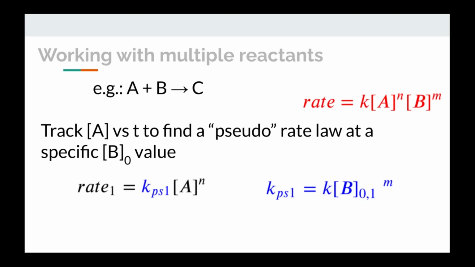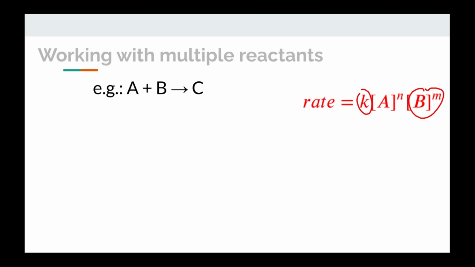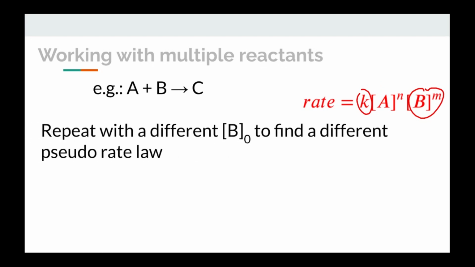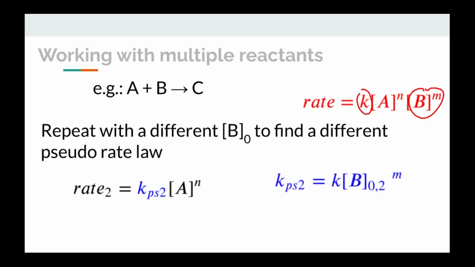What's the pseudo rate constant? Well, it's the constant that we made from the starting concentration of B and the real K. So it's K times the starting concentration of B for run 1, raised to the M power, but it doesn't matter because it's a constant. Then we do another run. We just change the concentration of B, but still keep it way, way bigger than the concentration of A. Now we get a different pseudo rate constant, and this pseudo rate constant is equal to the real rate constant times the starting concentration of B.